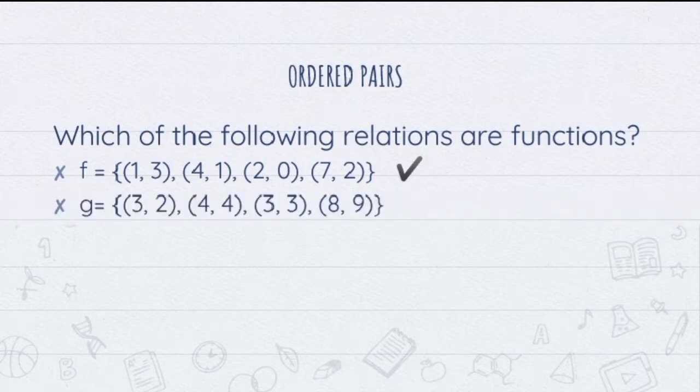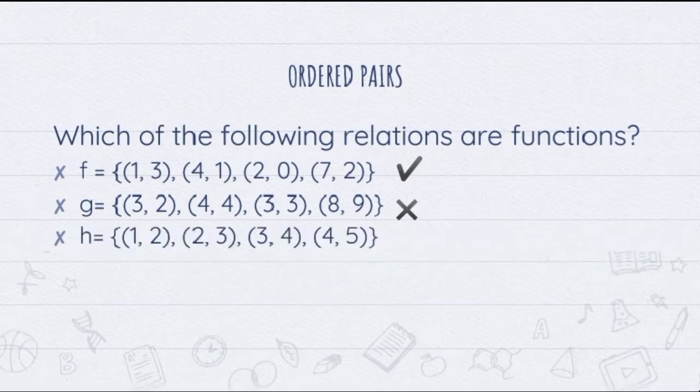Next, let's have relation G. Looking at the x values, we have 3, 4, 3, 8. 3 was repeated twice under the ordered pairs (3, 2) and (3, 3). Therefore, this relation is not a function. Now let's have relation H. Again, look at the x values or the domain. We have 1, 2, 3, 4. These are all unique, therefore this relation is a function.